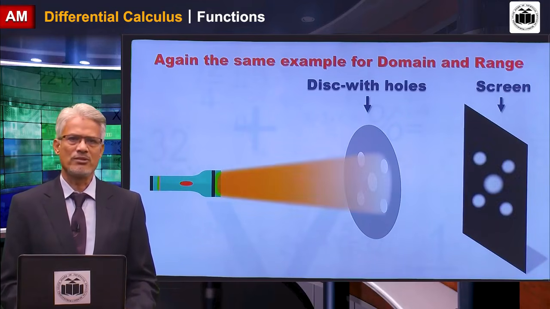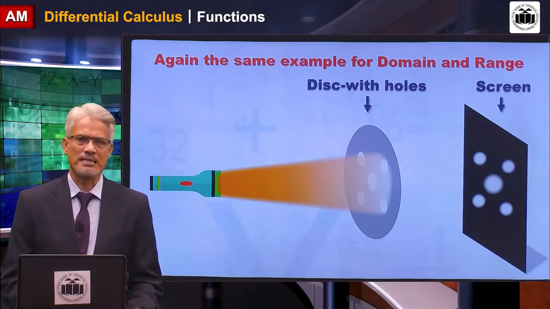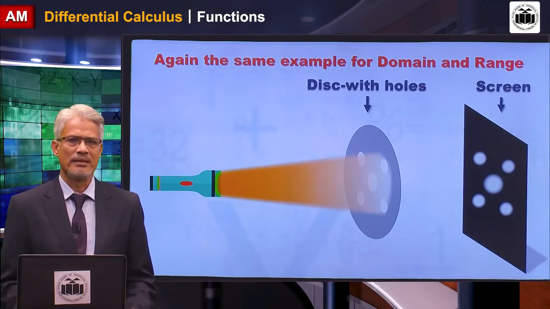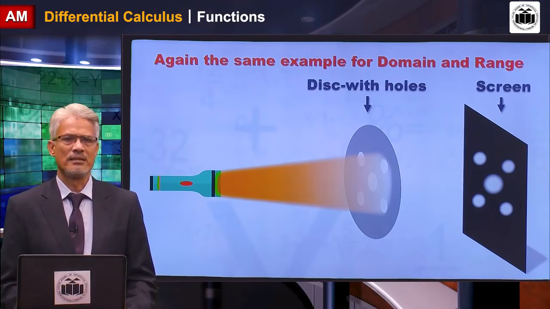Here, with the light of the torch, we will work on the disk and we will get the spots on the screen. We are working on disk, getting spots on a screen. That's why the field of action is disk. Therefore, it is known as domain.